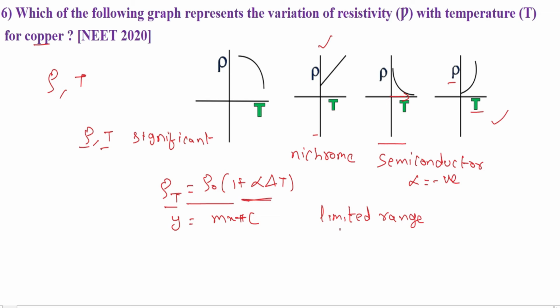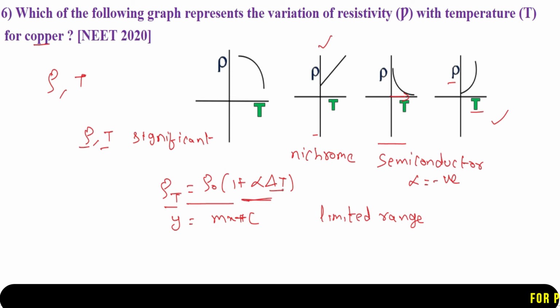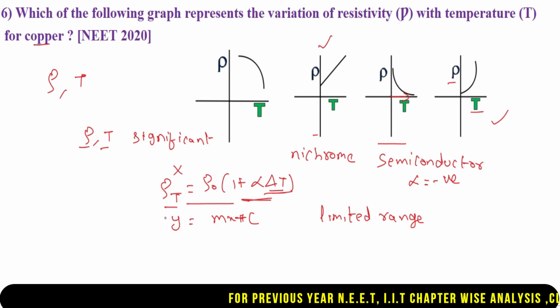What do you mean by limited range? It means the variation in temperature is up to a certain extent. Then only we can use this formula. If the variation in temperature is large, then this formula will not be valid.